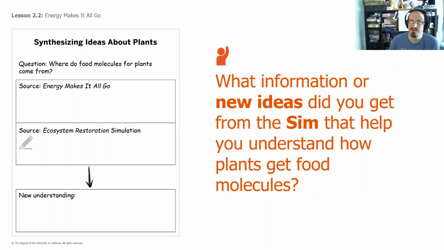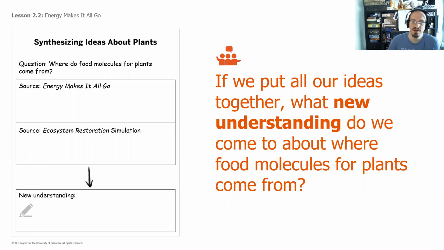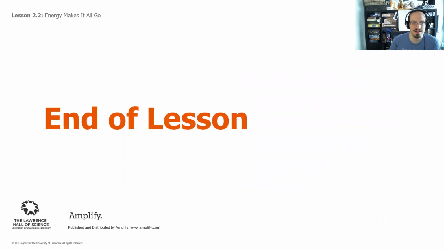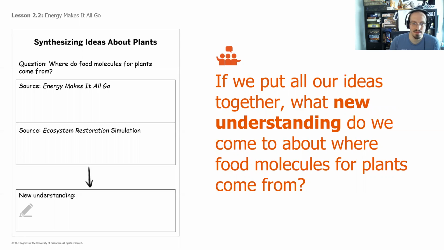And then if we put all those new ideas together, what's the new understanding that we can come to about where food molecules for plants come from? We're going to write that in the new understanding on the last box here. It'll go right here, new understanding on the second page of our Google Doc. Based on those new understandings, we'll continue in the next lesson to model where and how plants get their food molecules.